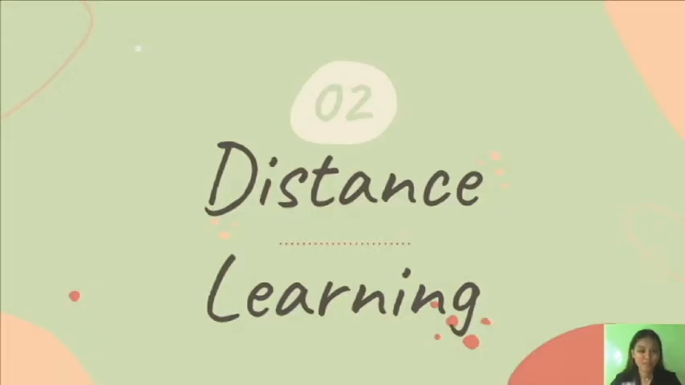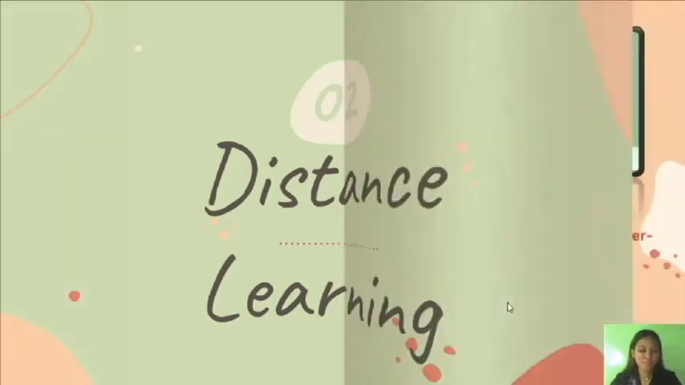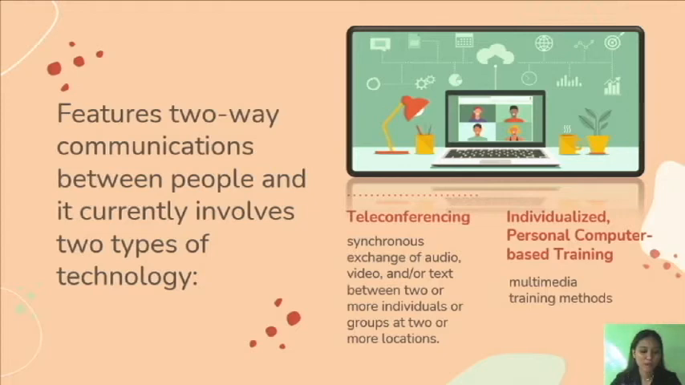The second one that we will be talking about is distance learning. Distance learning, in simple terms, refers to being used by geographically dispersed companies to provide information about new products, policies, or procedures, as well as deliver skills training and expert lectures to field locations. It also features two-way communications between two people, and it currently involves two types of technology. The first one is teleconferencing, and the second one is individualized personal computer-based training.